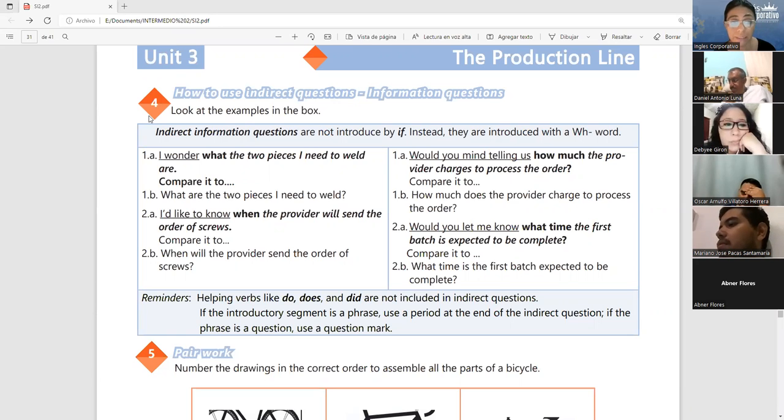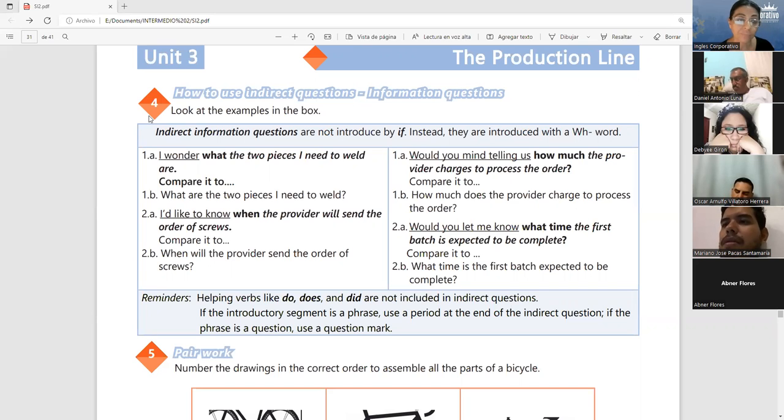Okay, so let's see here. Mariano, indirect information questions are not introduced by if. Instead, they are introduced with a WH word, okay? Esa es la gran diferencia entre las yes, no questions y las information questions. Yes, no questions, they begin with if. I mean, no que empiecen, pero llevan el if o el whether. Information questions ya no llevan el if o el whether, llevan cualquier otra WH word. What, where, when, how, who. It depends what you're going to ask, all right?